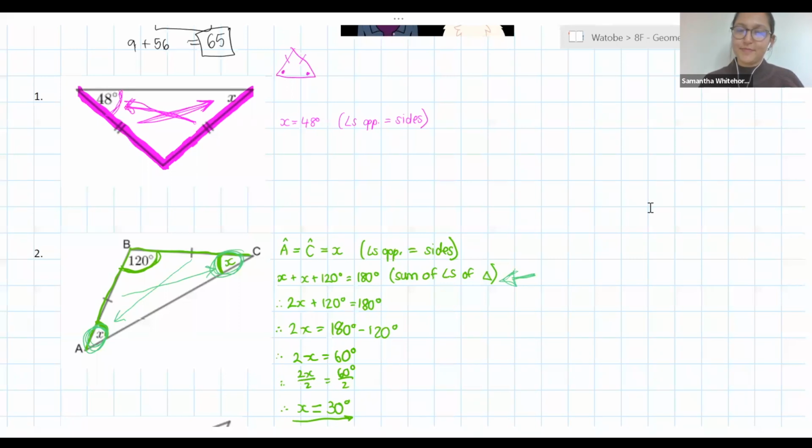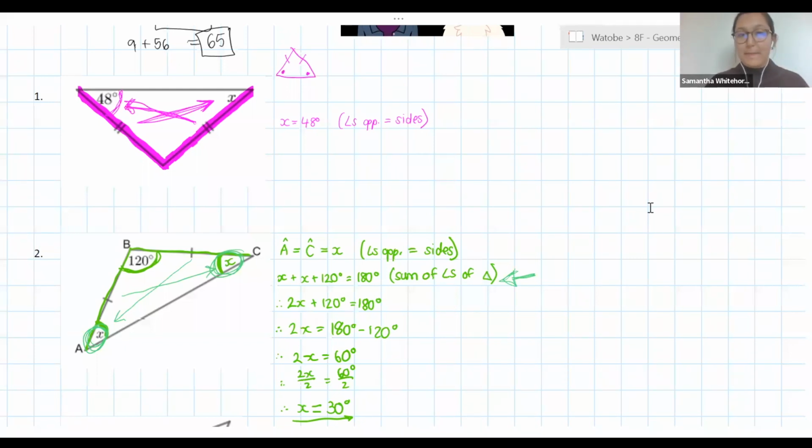Sorry, ma'am. Is it possible to work out the whole thing without using angles opposite equal sides? I suppose it is. You could use angles in a triangle, but then you'd have to first get an expression for angle C and then work out angles in a triangle. So it'd be a lot more complicated.